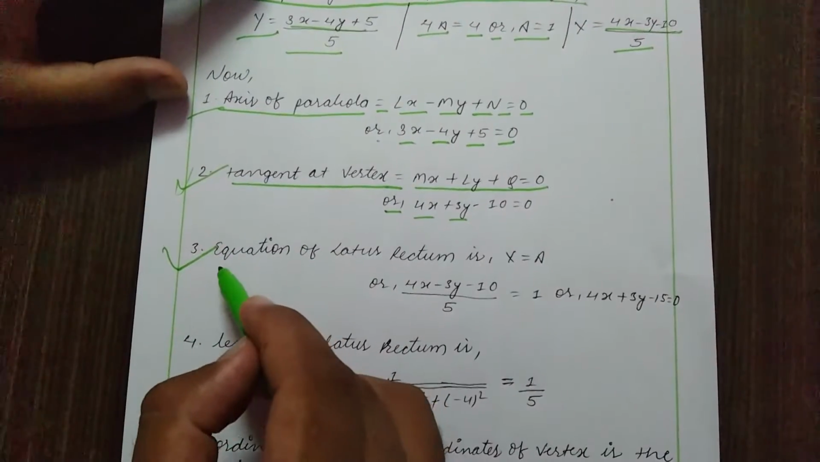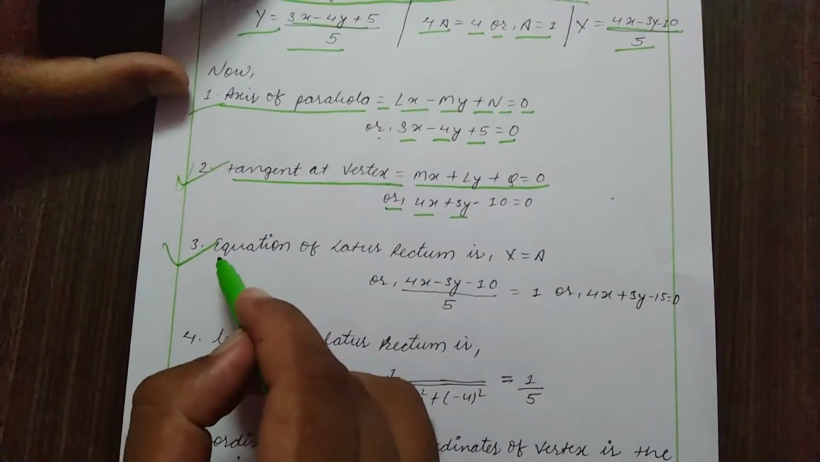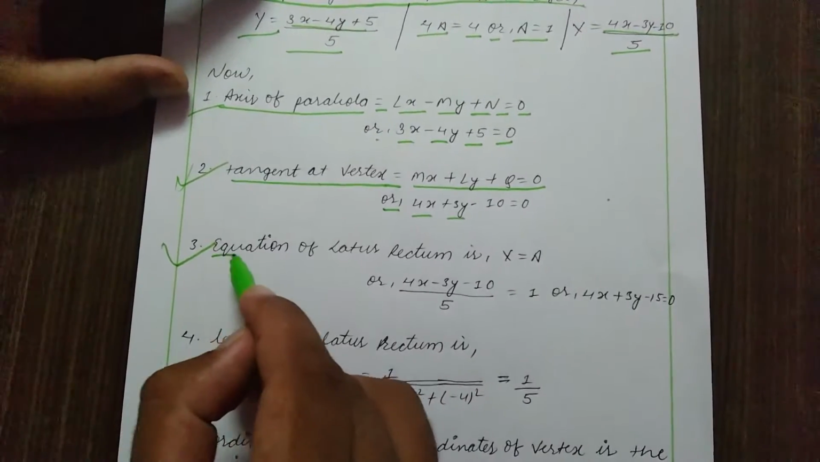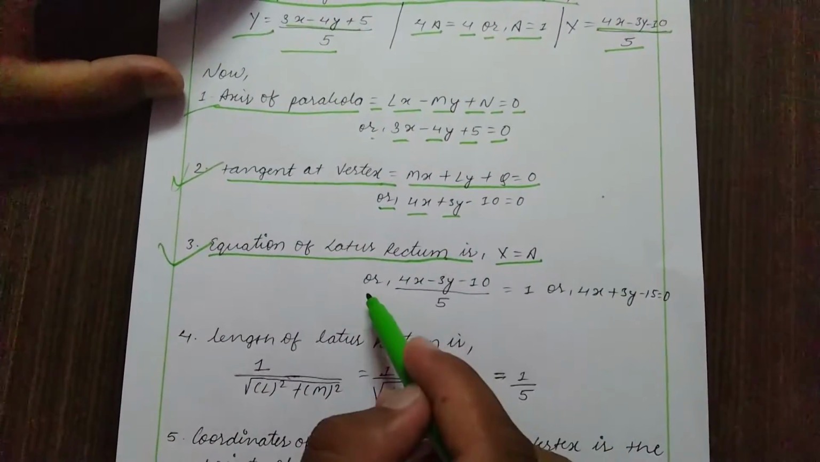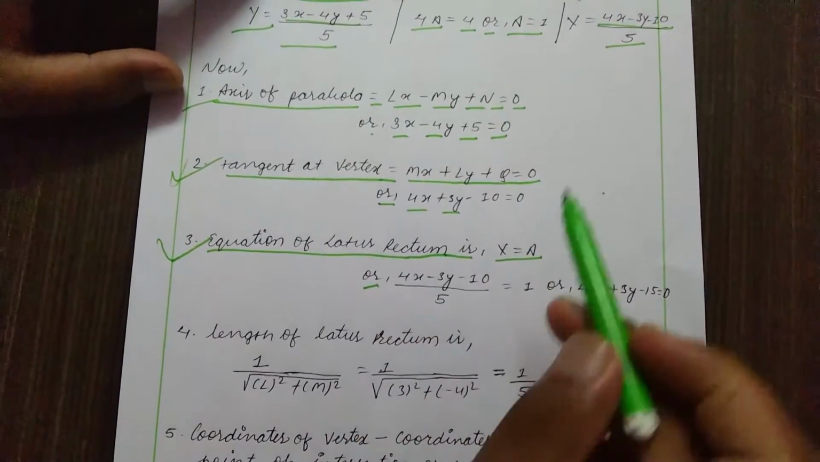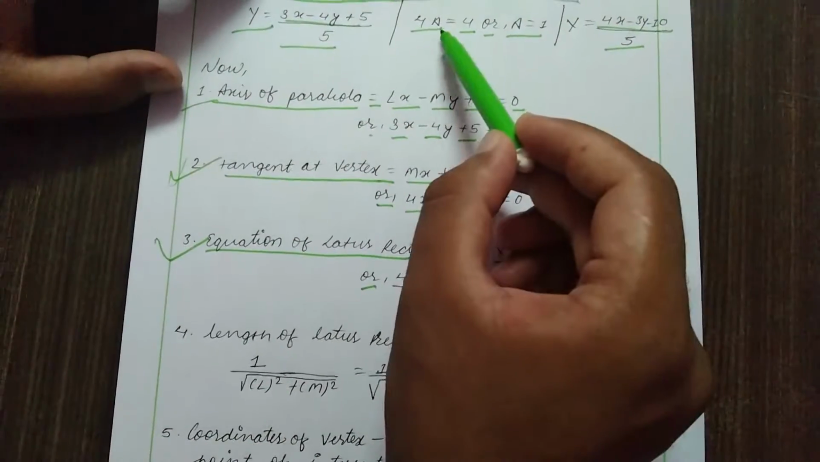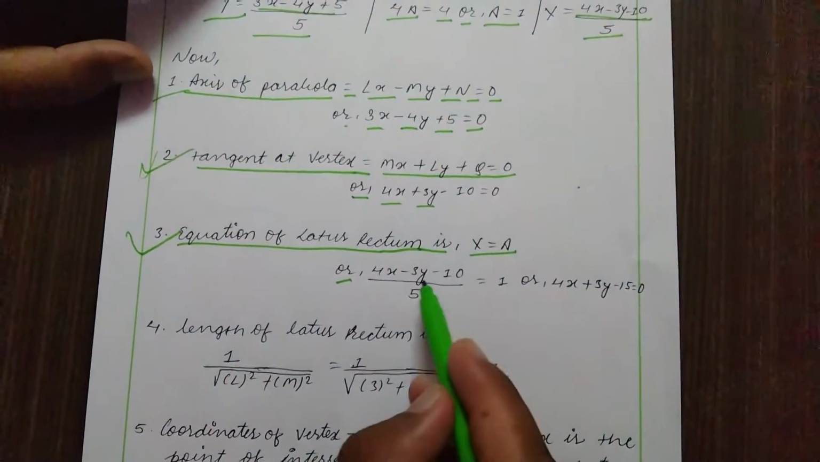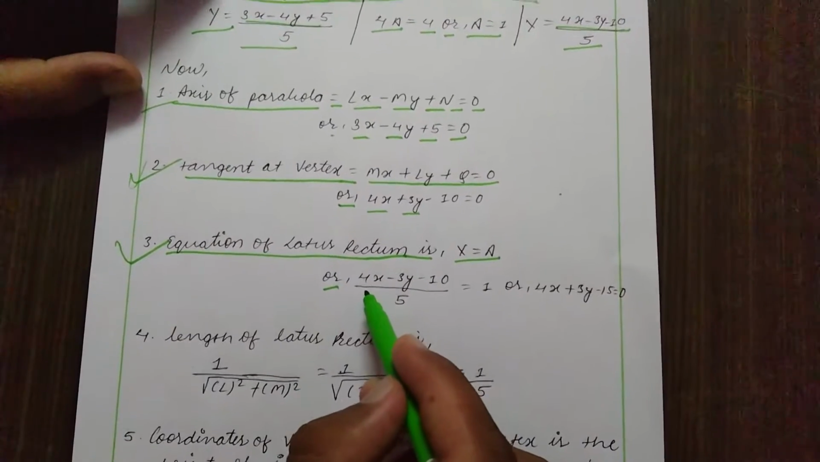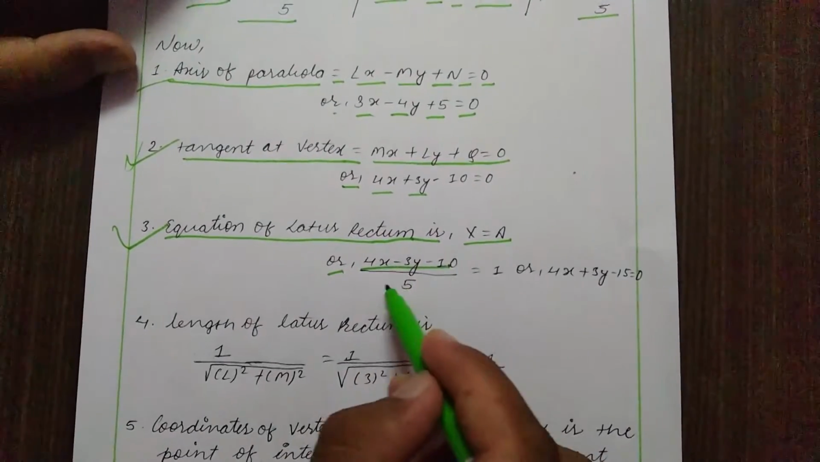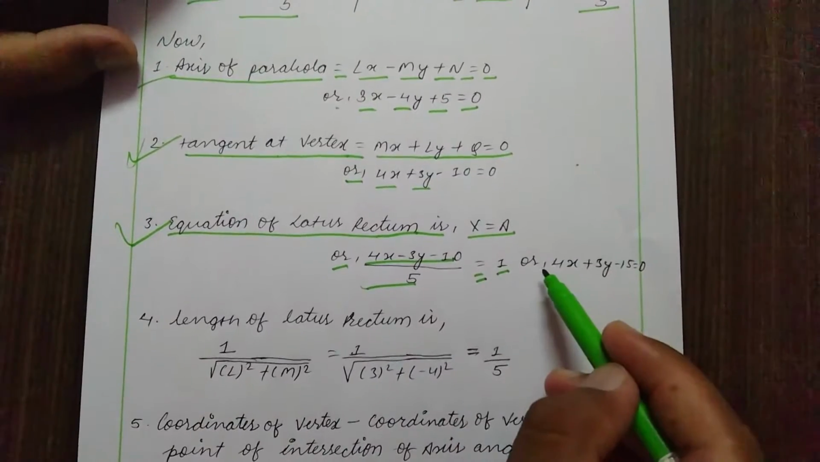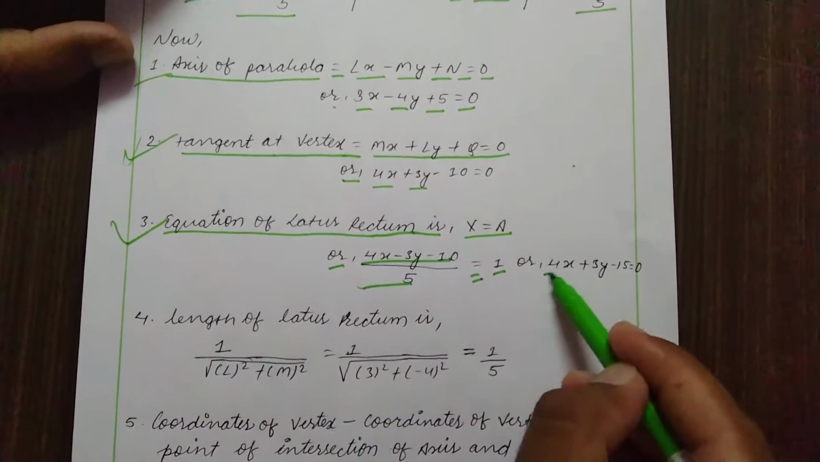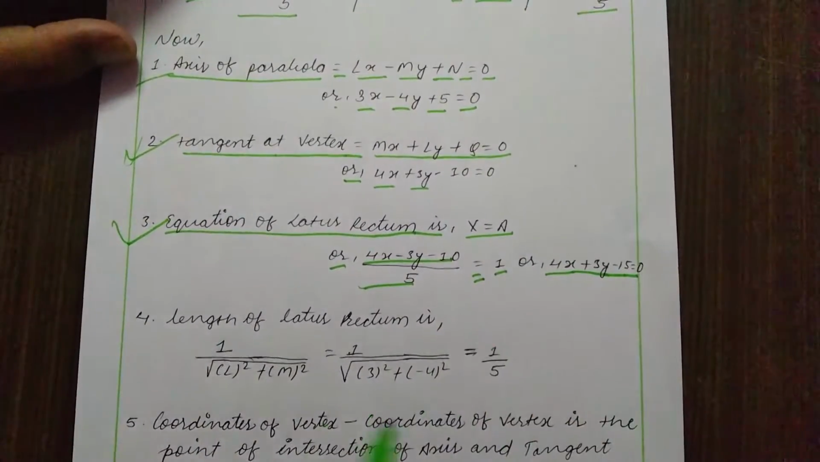Equation 3. Question number 3, the equation of latus rectum is x equals a. Here above we can see the value of x and a, so we put them: (4x minus 3y minus 10) divided by 5 equals the value of a, which is 1. Solving this, 4x minus 3y minus 15 equals 0.